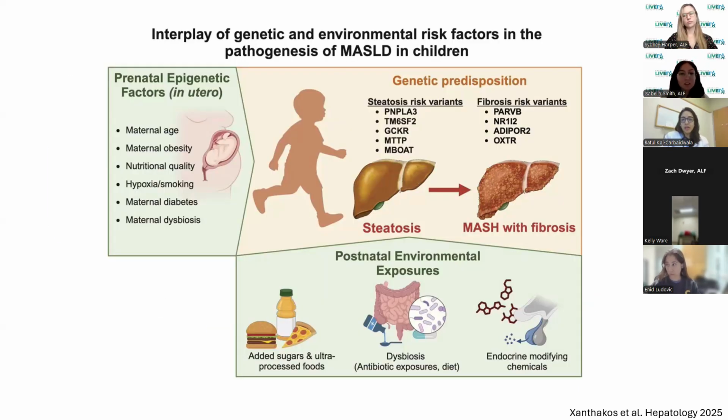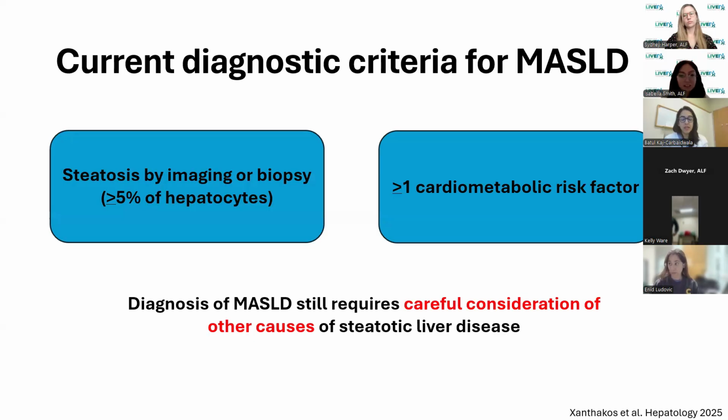When we think about diagnosing MASLD in children, really the current guidelines ask for two things. One is that you have steatosis in the liver that is determined either by imaging or biopsy. And often when we do a biopsy in these patients, there are lots of reasons why you might have fat in the liver, but when we're thinking about specifically MASLD, it really has to be more than 5% of the liver that is involved in this process.